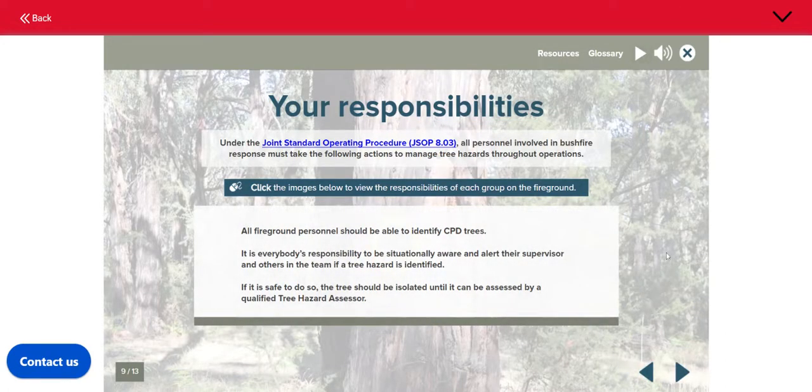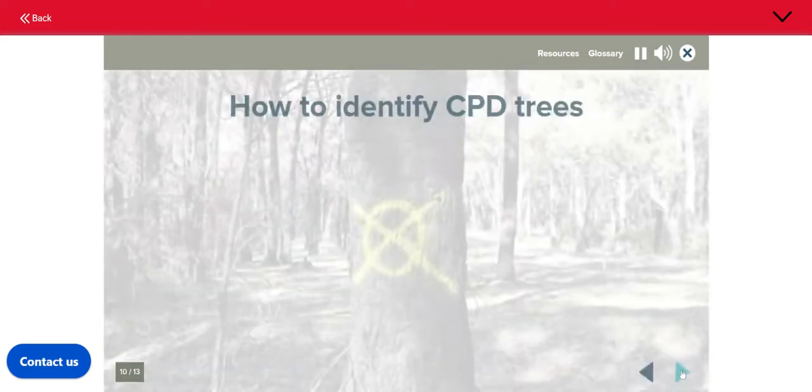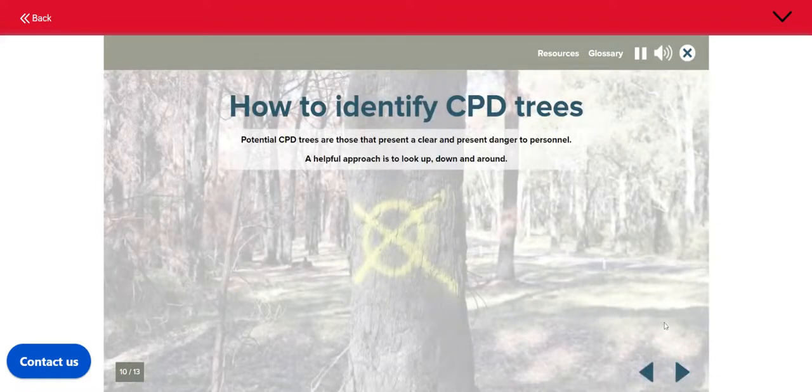All fireground personnel should be able to identify CPD trees. It is everybody's responsibility to be situationally aware and alert their supervisor and others in the team if a tree hazard is identified. If it is safe to do so, the tree should be isolated until it can be assessed by a qualified tree hazard assessor. Potential CPD trees are those that present a clear and present danger to personnel. A helpful approach is to look up, down, and around.